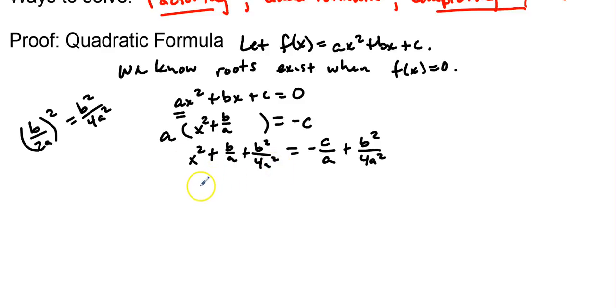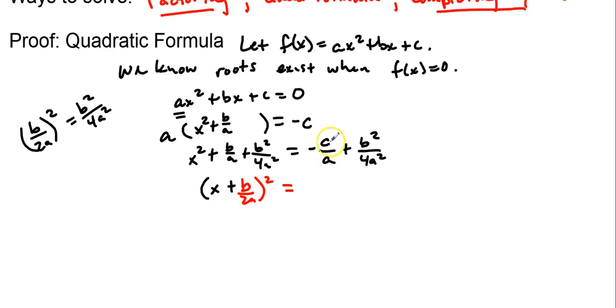Next thing is we want to go ahead and factor this. We're going to be left with x plus b over 2a, and that's squared. I don't know why it changed colors on me, but it did, so that's fun. And that's still equal to the same thing on this side.